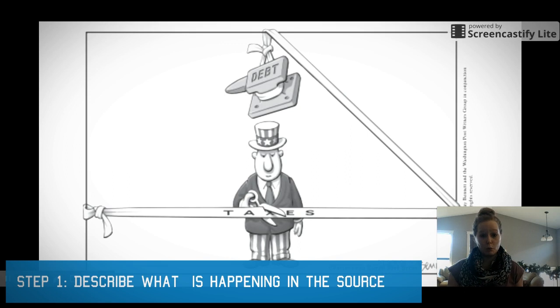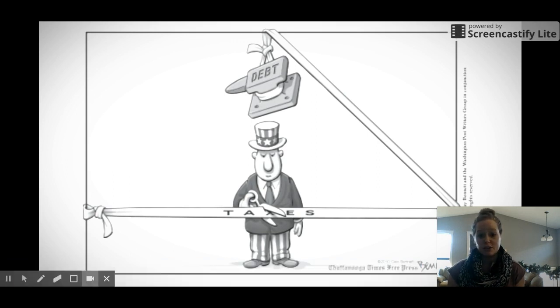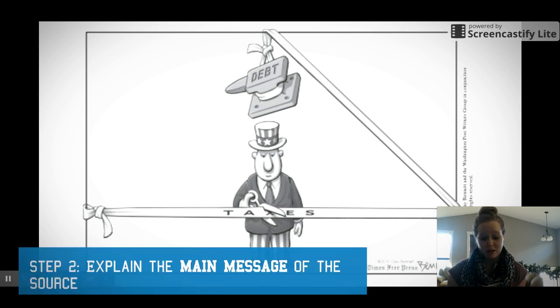So what do you see? I see an American man because of the stripes and the stars on his pants and his hat. Maybe a politician cutting a ribbon with the word taxes on it. There's an anvil over his head with the word debt on it. And it looks like if he cuts those taxes, the debt is going to fall down on him and probably hurt him. So that's what I see. So what does it mean? Perhaps this is talking about the American society and its economy.